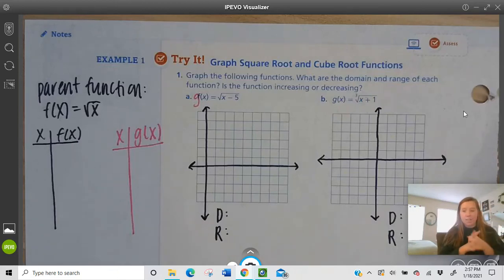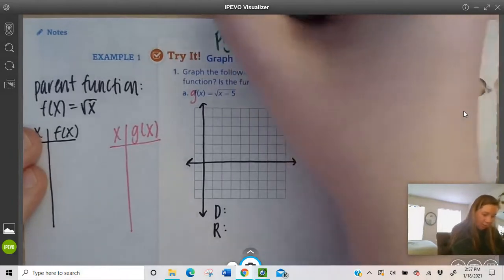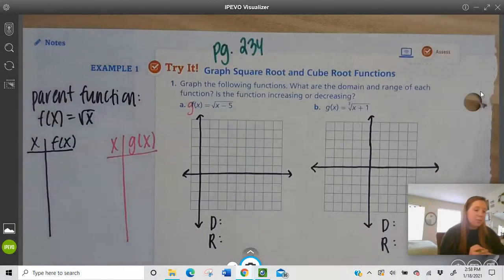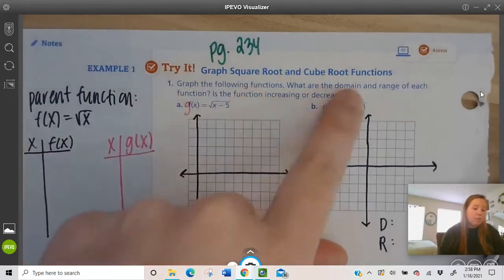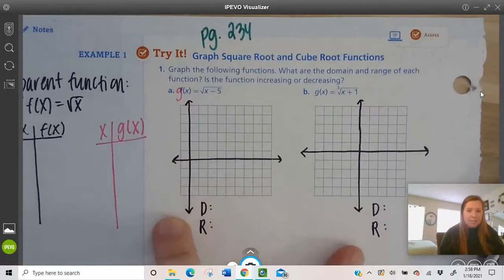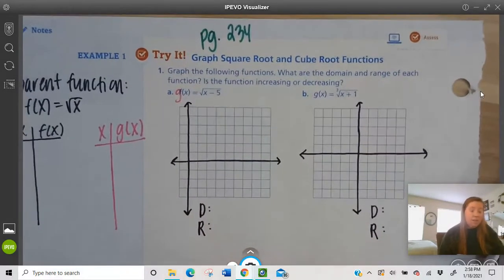Today we're moving on to section 5.3 in Advanced Algebra 2. So if you want to go ahead and get your workbooks open, I am at the top of page 234. Look at example number 1. We want to graph a square root and a cube root function. So I went ahead and drew my axes on here to make things a little bit easier for myself. And we also are going to identify the domain and range for each of these functions.